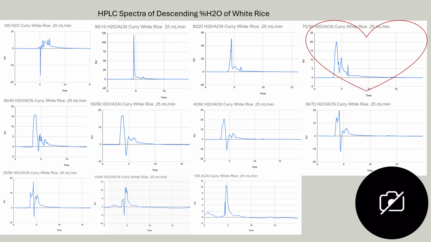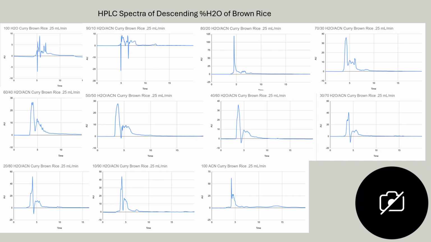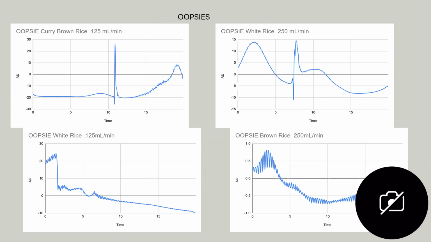And what we ended up really valuing or liking out of this one was the 70-30. So we ended up keeping that one and using that one further in the future. We ended up doing it with brown rice as well. I just wanted to show that 70-30 here is also the one that we like the best.